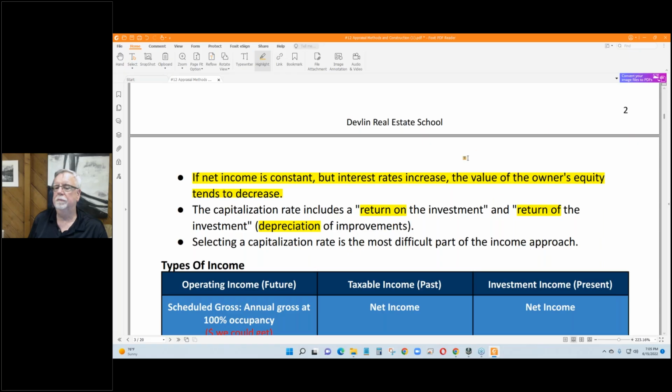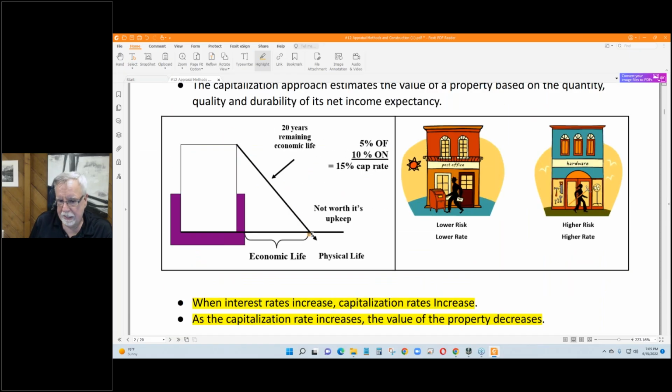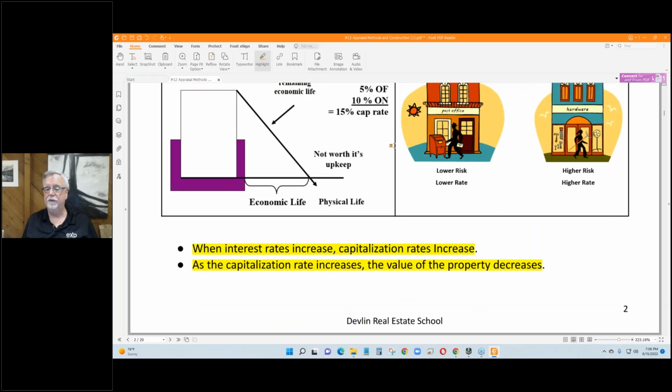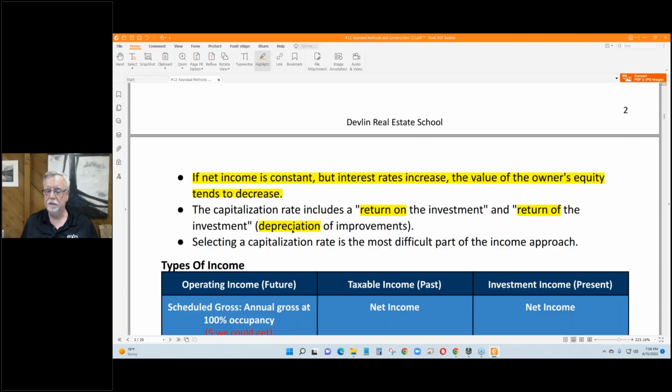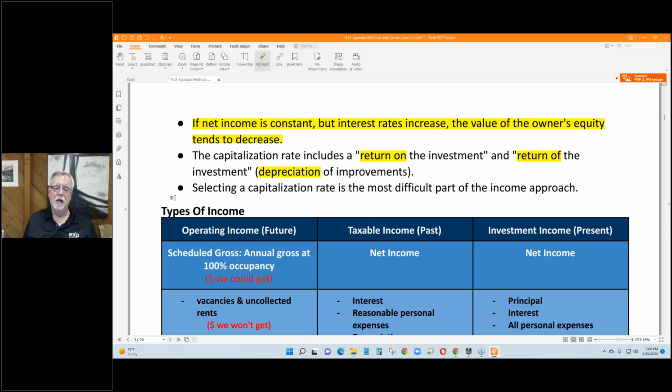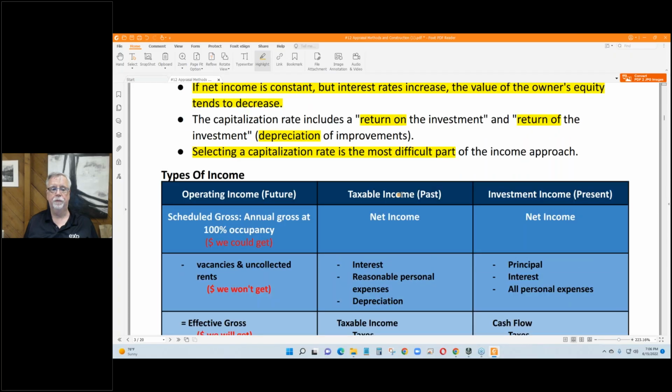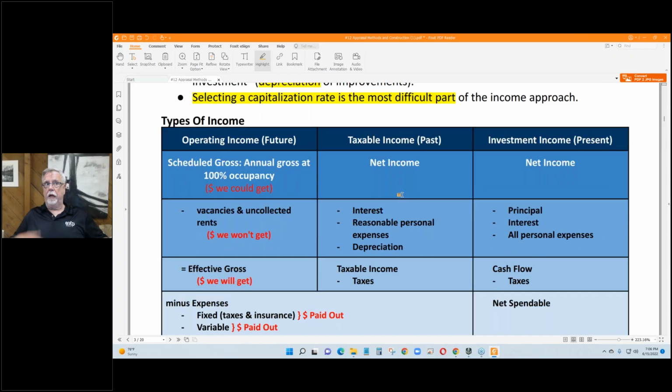So just to make sure I'm being clear, see that line going down? The return of the investment, that 5%, because the building has a 20-year remaining life, is an accrual for the future depreciation of the building. Does everybody see that? That 5% return of the investment is looking at the future depreciation of the building. Selecting a capitalization rate is the most difficult part. All right. So income divided by rate equals the value.